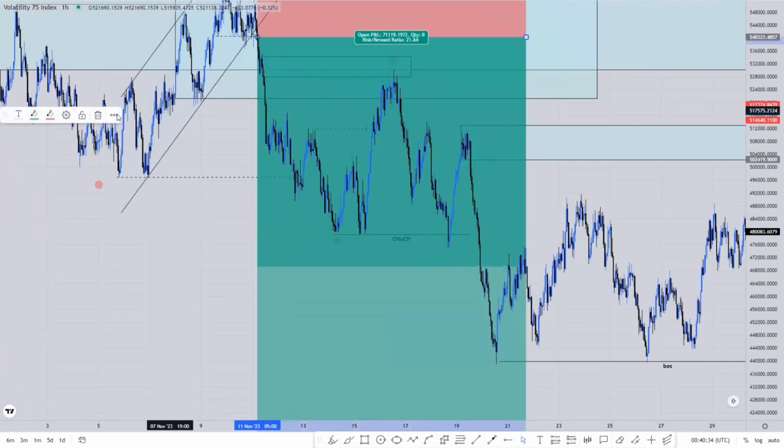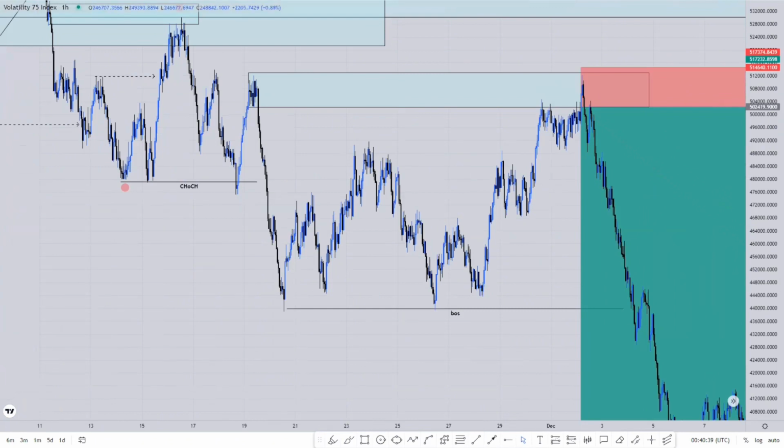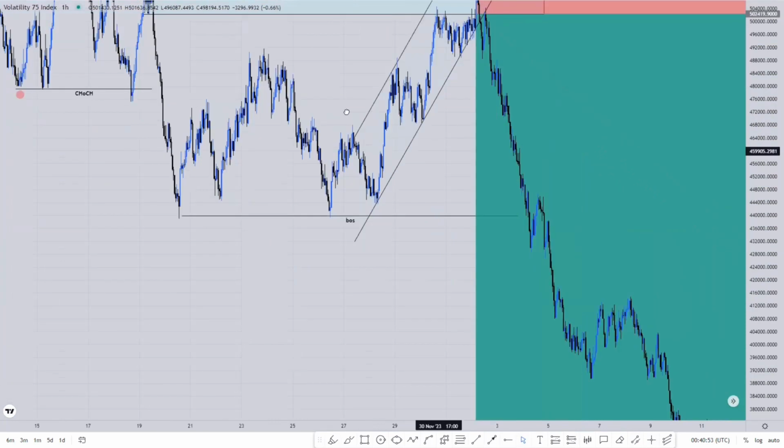So that was how you could have actually entered that particular trade. Even here, when they now came and took out this, because it's in alignment with our institutional agenda, you would have also sold nicely like this.